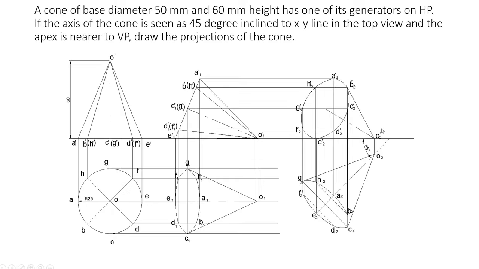So this is how you draw the projection of a cone when it is lying on the ground on its generators. Hope you understood how to draw this diagram.